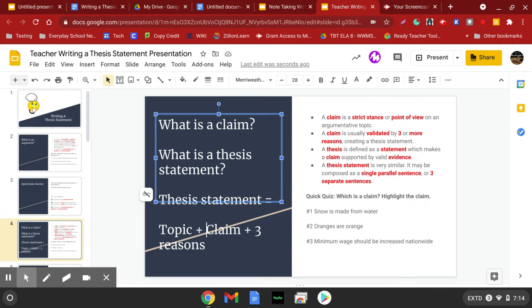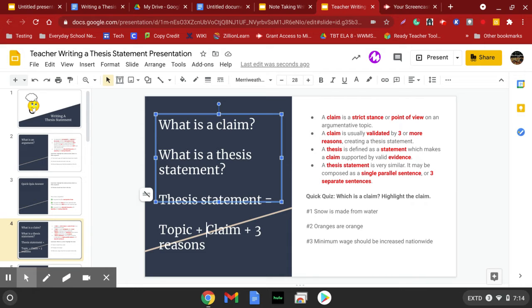A thesis statement is very similar. It may be composed of a single parallel sentence or 3 separate sentences. So your thesis statement has to have a topic, has to have a claim, and has to have 3 reasons.